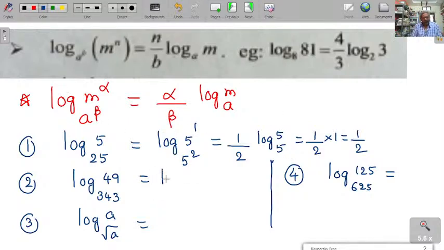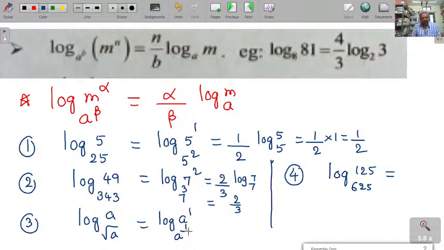Okay, my dear students, this 49 can be written as a product of primes. 49 we can write as 7 square, and 343 is 7 cube. Using this formula, we can write 2 by 3 times log 7 to the base 7. Log 7 to the base 7 is 1, so 2 by 3 into 1 is 2 by 3. Next, log a to the base a to the power of 1 by 2. 1 upon 1 by 2 is 2 times log a to the base a. Log a to the base a is 1, so the answer is 2.